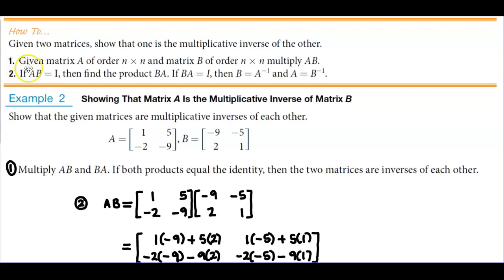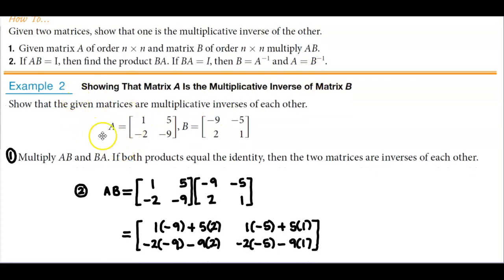So step 1, if we're given the matrix A of order n by n and matrix B of order n by n, then we're going to multiply A times B. If we get A times B is equal to the identity matrix, then we need to find the product B times A. If B times A equals the identity matrix, then we can say that B is the inverse, or we can say that A is the inverse.